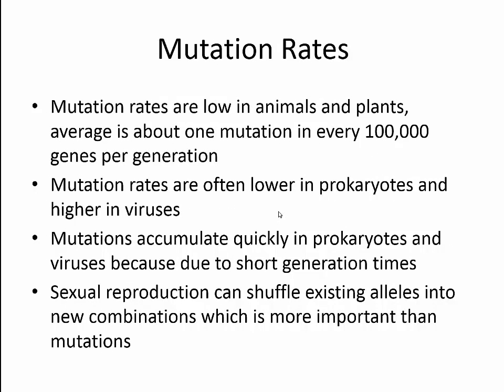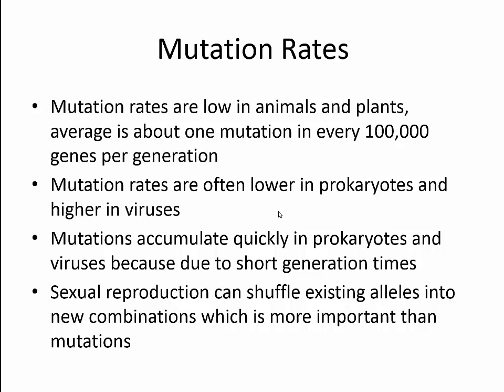Mutation rates are low in animals and plants. It's pretty good. The fidelity, as we know, is pretty high. But the average is about one mutation in every 100,000 genes per generation. Mutation rates are often lower in prokaryotes and higher in viruses, and that's because viruses duplicate pretty rapidly when they do. Mutations accumulate quickly in prokaryotes and viruses because of the short generation times.